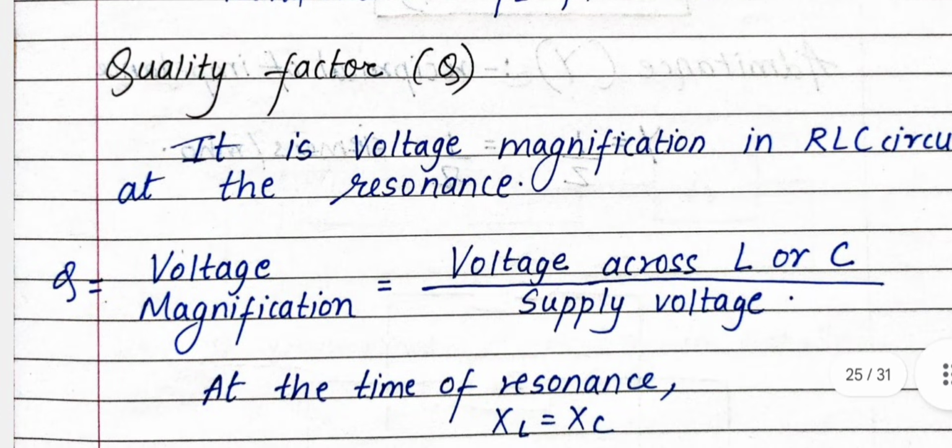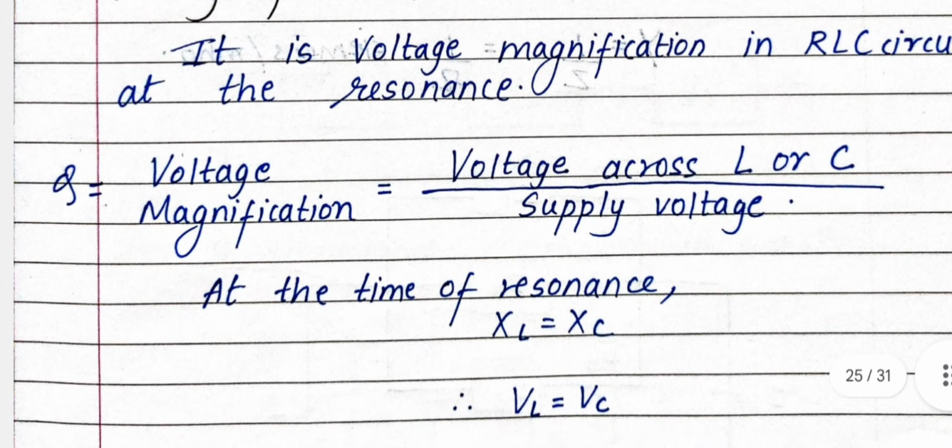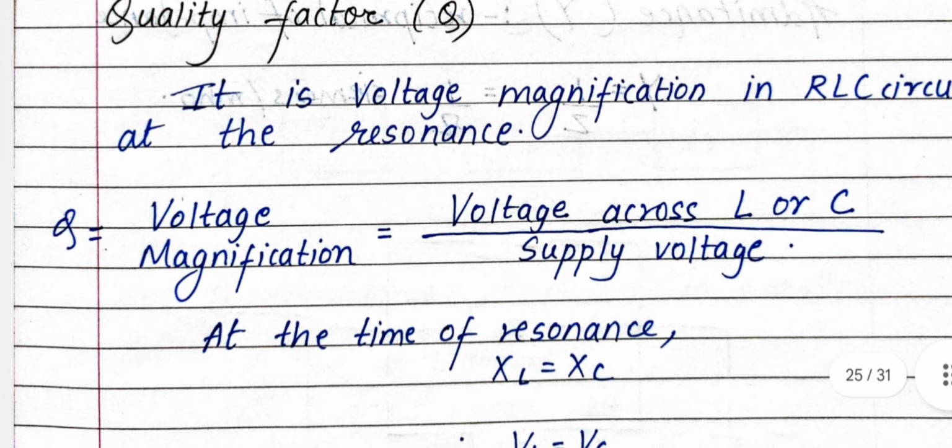Now another important definition is your quality factor. Including this, we have 3 more definitions further, okay, which are very important. So the quality factor is denoted by Q, and its definition is that it is the voltage magnification in an RLC circuit at resonance. No option, you have to understand and learn the definition and the formula. So what is the quality factor? It is denoted by Q, and it is the voltage magnification in an RLC circuit at resonance.